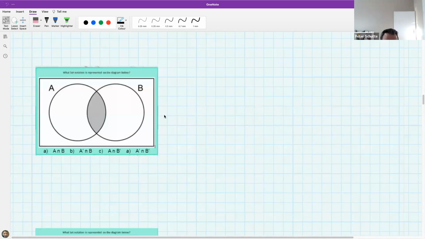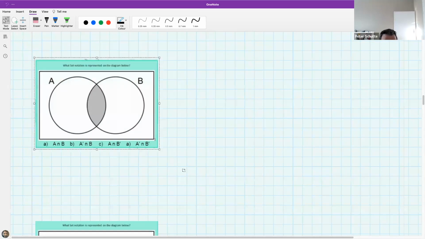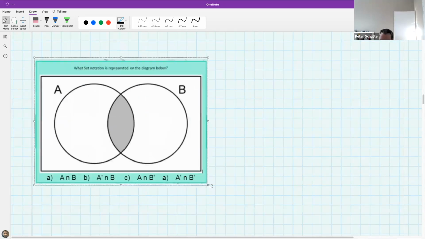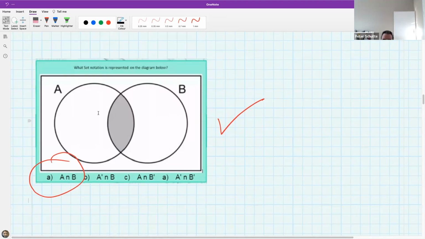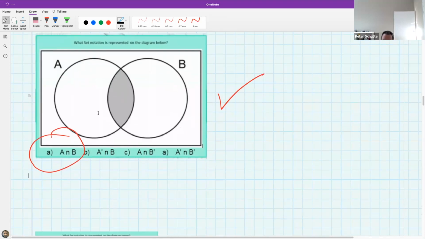Let's just do a quick little bit of multiple choice. Can you tell me which of the 4 options matches the colored in region? So A and B, yes. The answer should be A. Awesome. Well done.